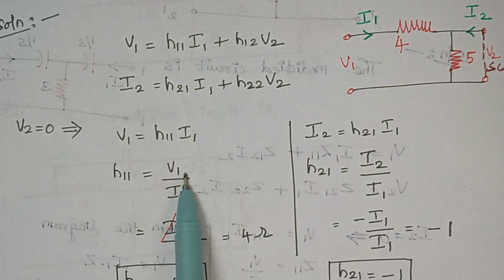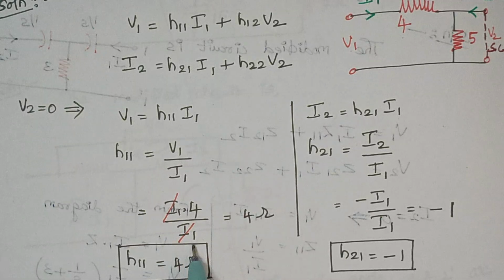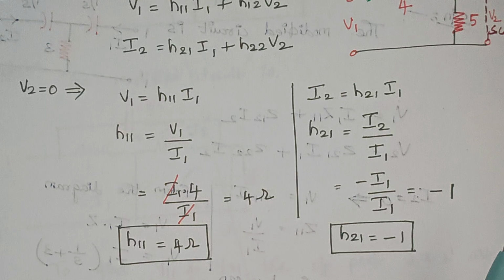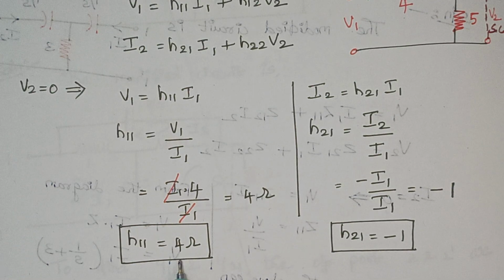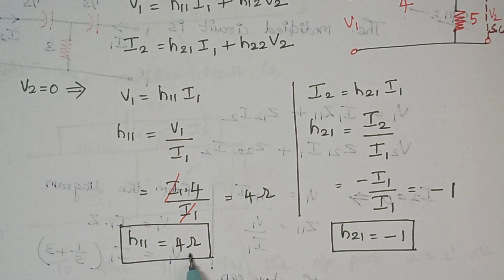Now replace V1 by I1 into 4, and these I1 terms cancel each other, and here we have 4 ohm. Therefore the value of H11 is 4 ohm, because it is nothing but the ratio of voltage to current. So here the unit is ohm.